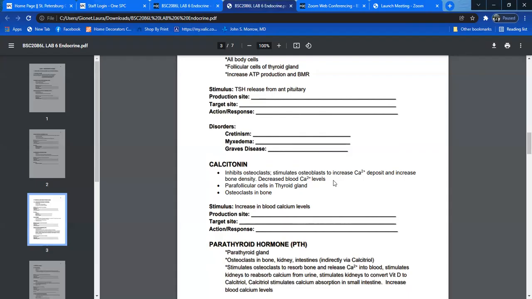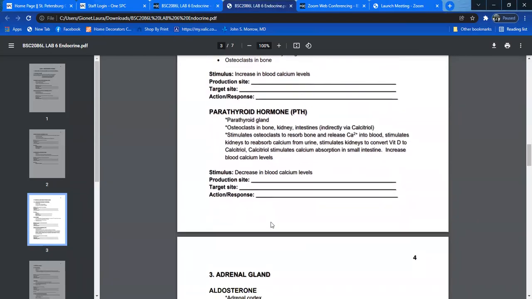Osteoblasts build up bone. So now that we have an abundance of calcium, this is a good time to take as much calcium as possible, store it in bone and make it nice and dense, and then whatever is in excess can be eliminated in urine. And in doing so, we decrease our blood calcium levels back to a normal range.